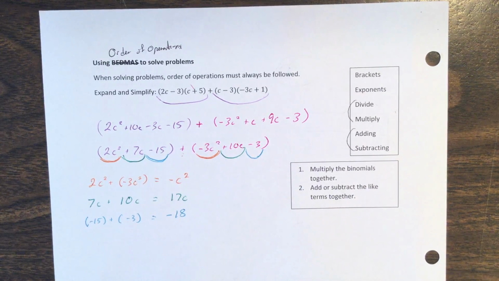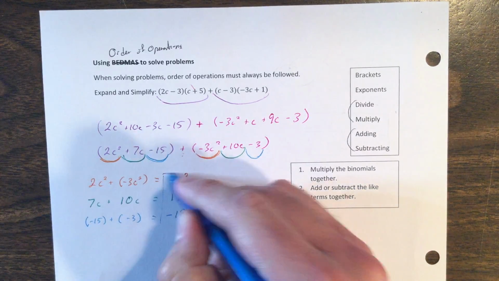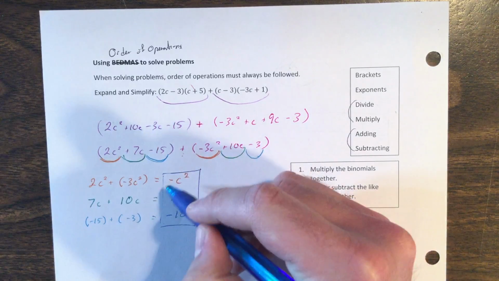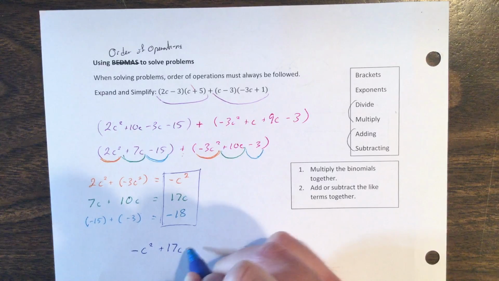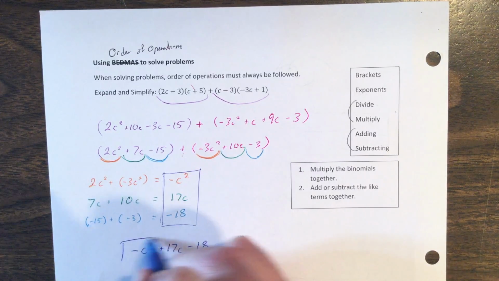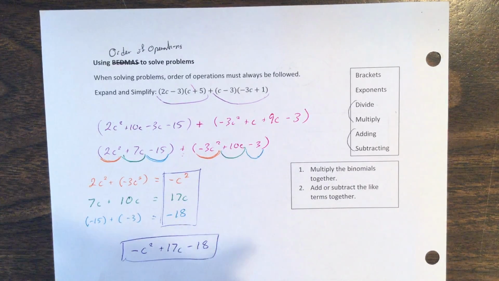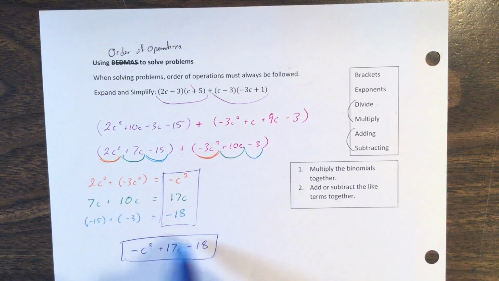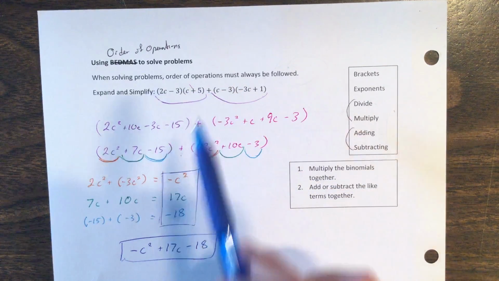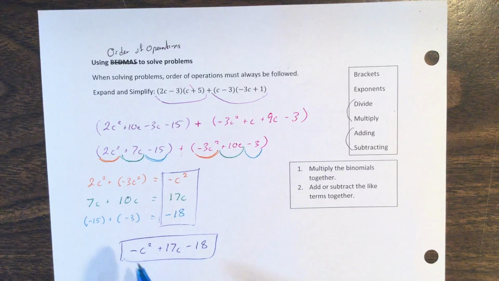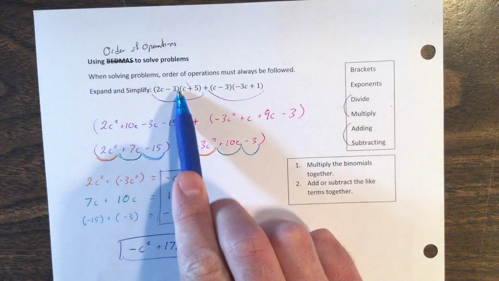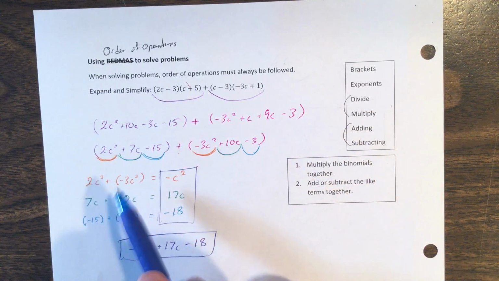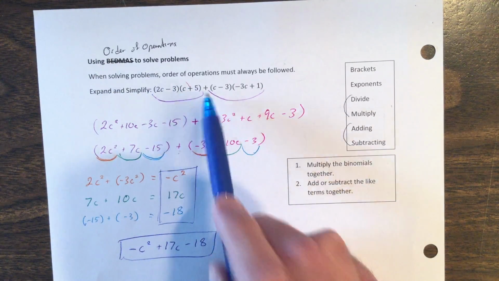So this is what happens when we collect our like terms and we put them all together. There's our three terms right there: negative c squared plus 17c minus 18. And that would be our simplified answer. We've expanded and then simplified our polynomial right here. Okay, that's our expression. We've simplified it down to our three terms. First we multiplied, then we added everything together because that's what it was asking us to do.